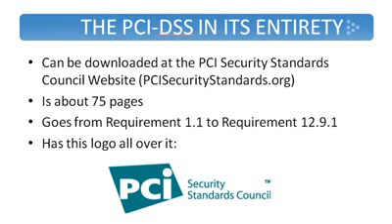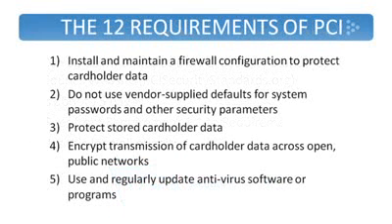So we talk about 12 requirements of PCI. What does that exactly mean? Basically, even though there are 250 security controls, the requirements of PCI are separated into 12 categories. And those briefly are as follows.